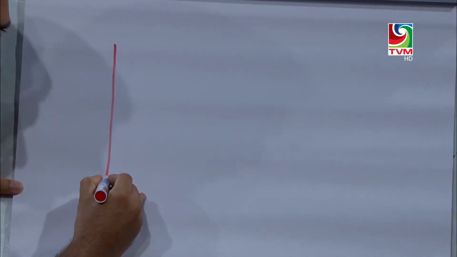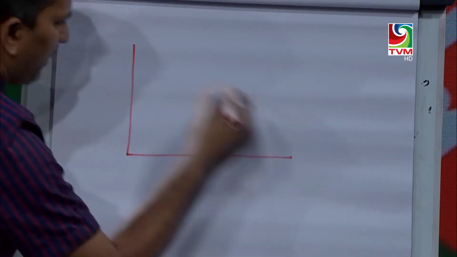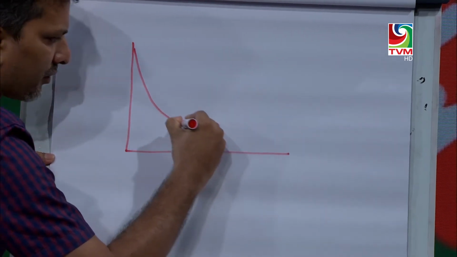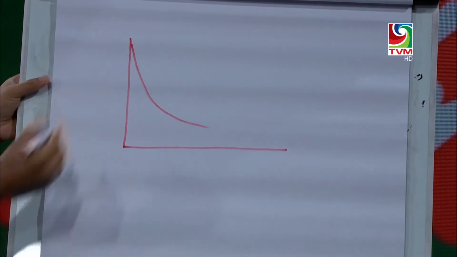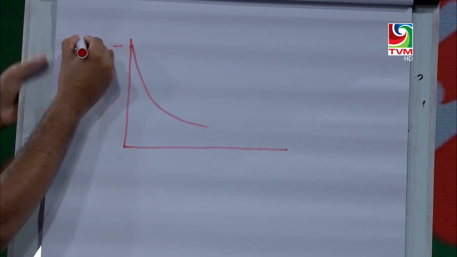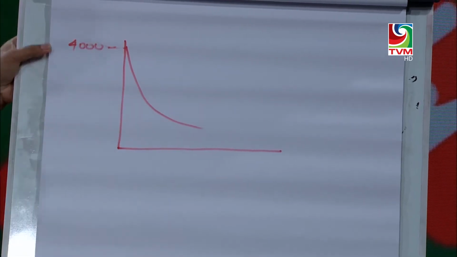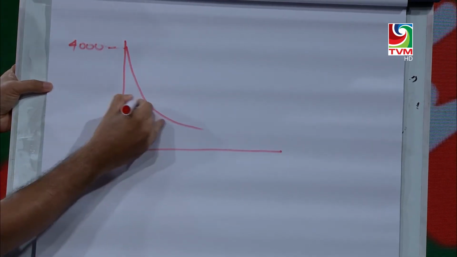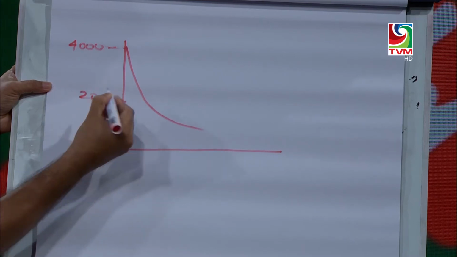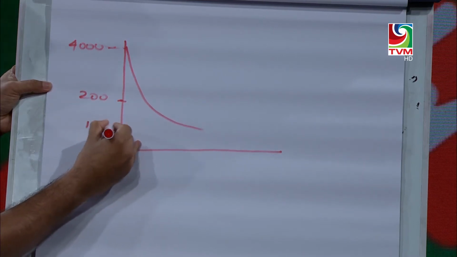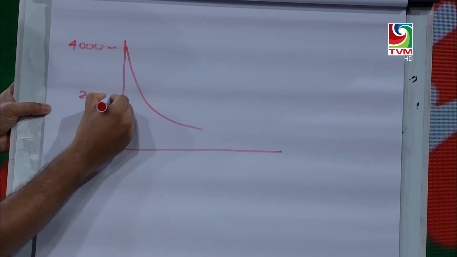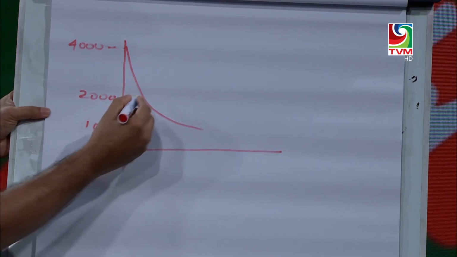You can see in the question paper this half-life graph, the decay graph. The graph will be most of the time like this. Here, for example, it is marked 4000, and here it is 2000, and here it is 1000.